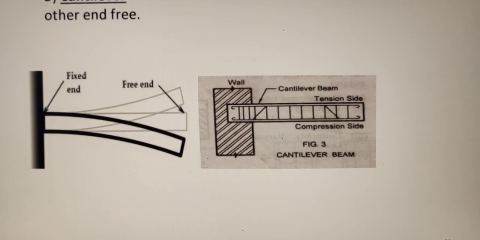In a cantilever beam, one end is fixed and the other end is free. So when a load is applied, it has a tendency to deflect down. If you are applying the load in the downward direction, it has a tendency to deflect down.